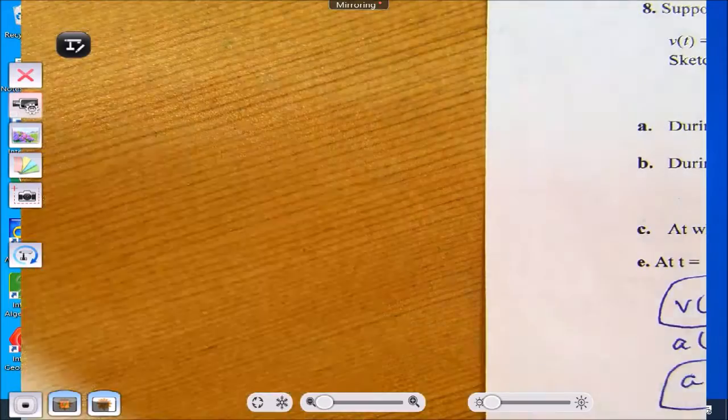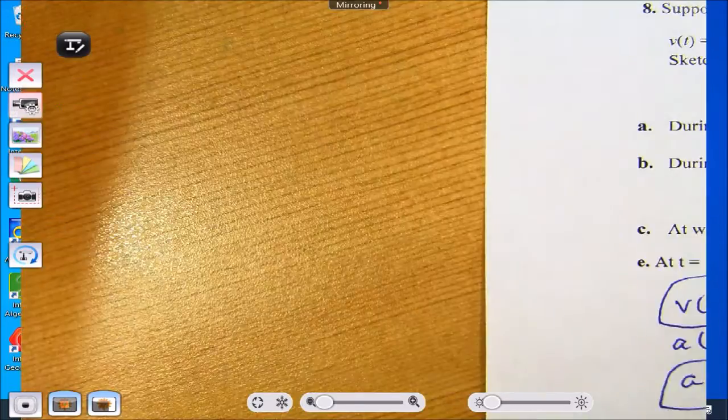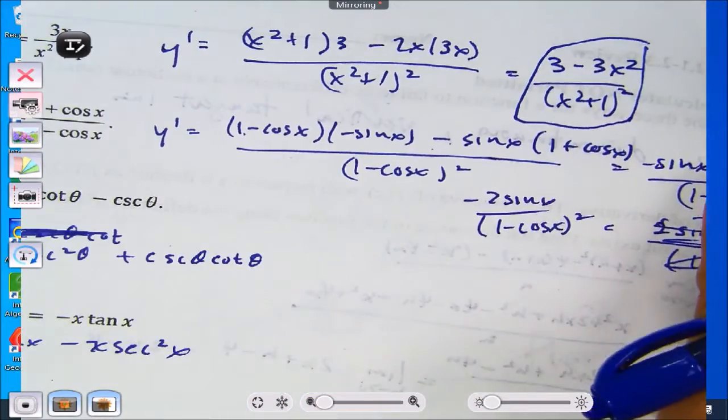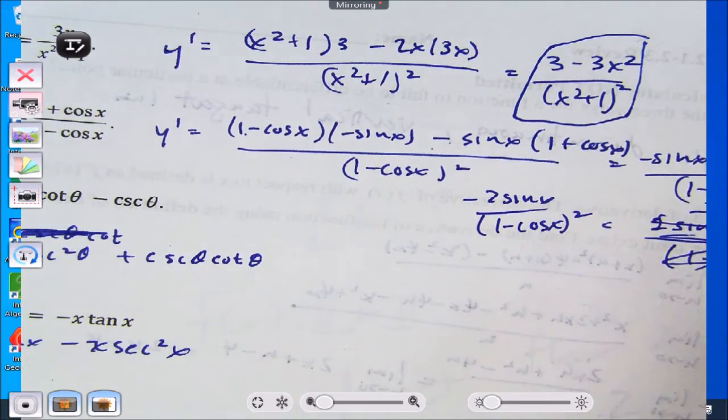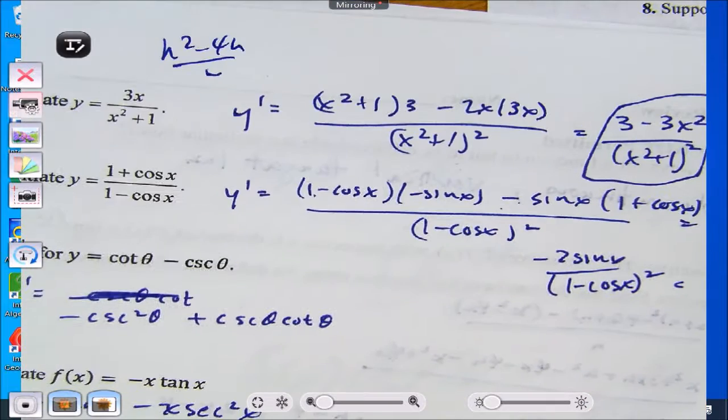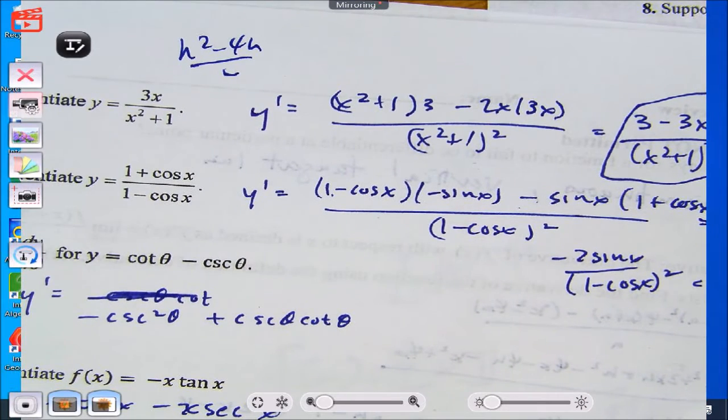So if I had h squared minus 4h over h, that would be h minus 4. It's not h minus 3h.